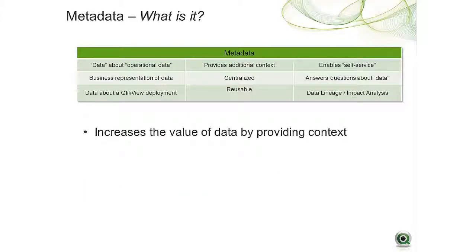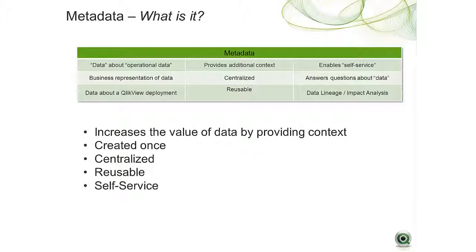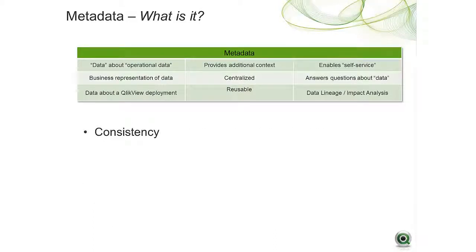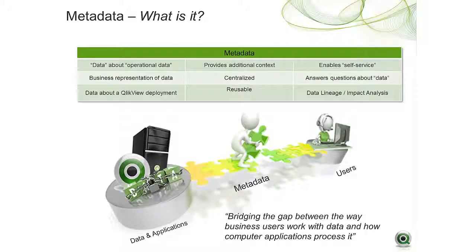Its overall purpose is to increase the value of data by providing additional context. When managed effectively, it can be created once, centralized, and reused in a self-service manner across multiple applications. It also can be used to answer questions that pertain to data lineage and impact analysis about the data or applications it's describing. In turn, it ensures consistency and understanding of data across the entire deployment for both IT and QlikView users. When applied correctly, it can help with the overall effectiveness and efficiency of a QlikView deployment. Whether it describes data used to make business decisions or data about a QlikView deployment, metadata helps bridge the gap between the way users work with data and how computer applications process it.